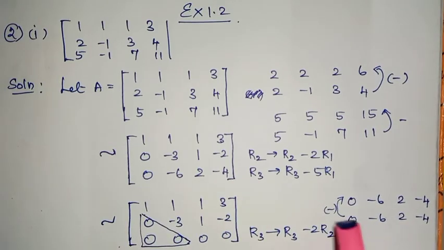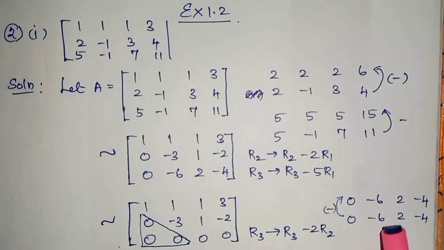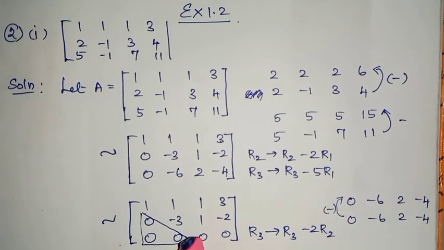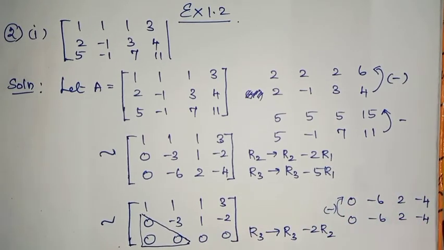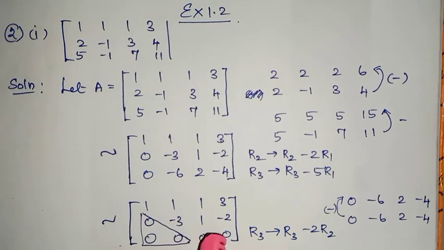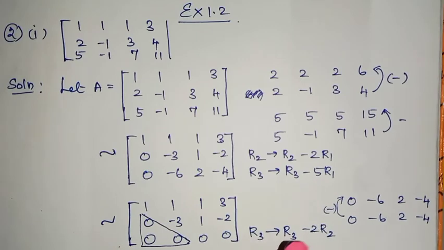Now subtract it. 0 minus 0 is 0. Minus 6 minus of minus 6 plus 6, so 0. 2 minus 2 is 0. Minus 4 minus of minus 4 is plus 4, it is 0. Now over. Now you see this is the main diagonal. All the elements below the main diagonal now become 0. How did it become? R3 implies R3 minus 2 times R2.